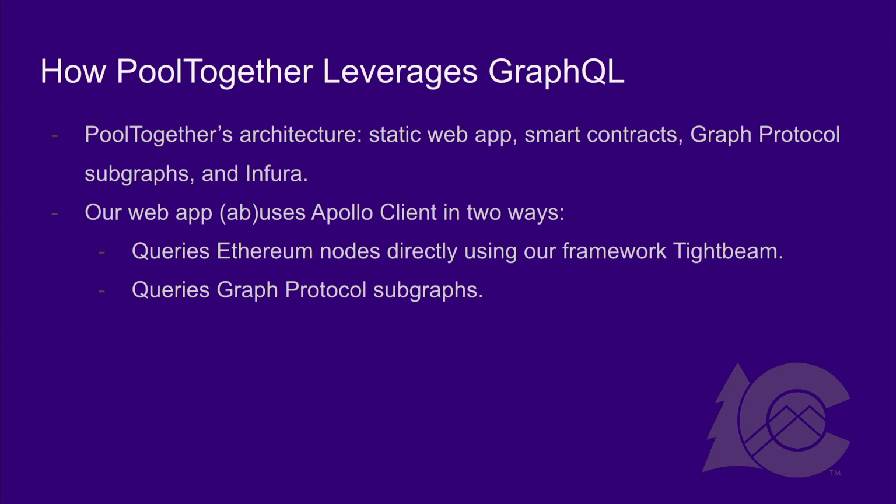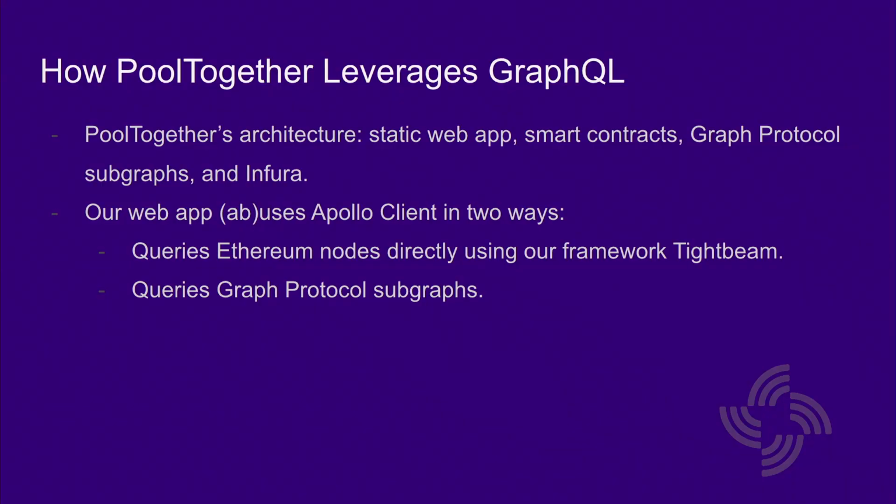So how does PoolTogether use GraphQL? Well, our architecture is very simple, and it kind of originates out of some of our first clients when we were a dev shop, in that they were very ideologically opposed to having a server or any kind of centralized anything. Even having a static front end on Netlify, I was like, okay, we're not going to use IPFS, let's do this. So really, all we have is a static web app, we've got our smart contracts, and we've got our Graph Protocol Subgraphs, and finally Infura, because running a node is challenging, and they've nailed it.